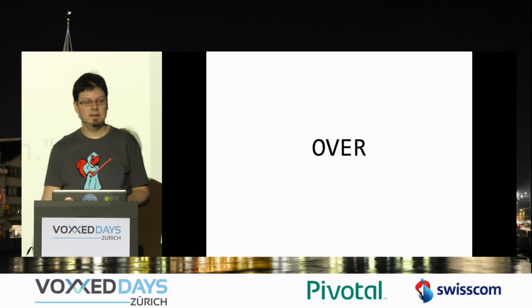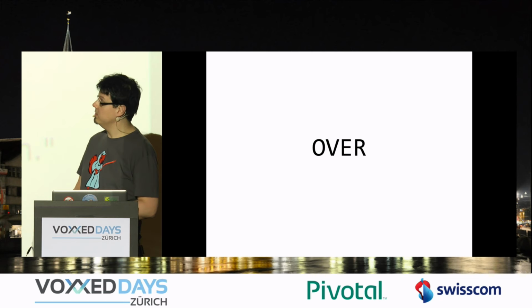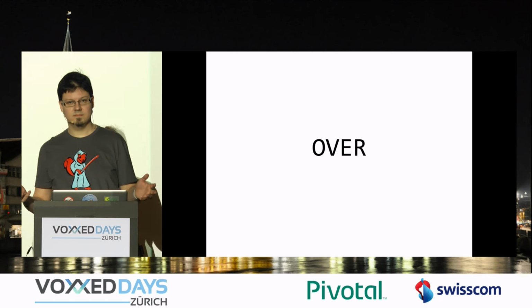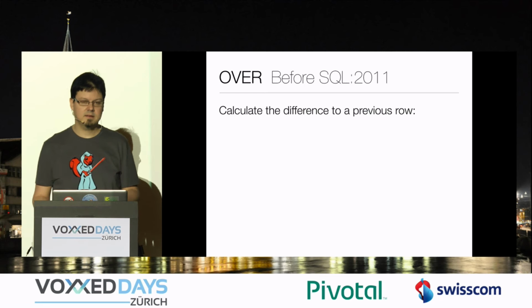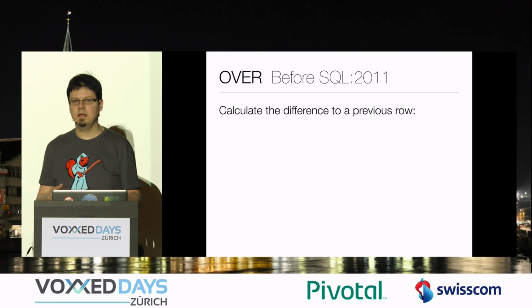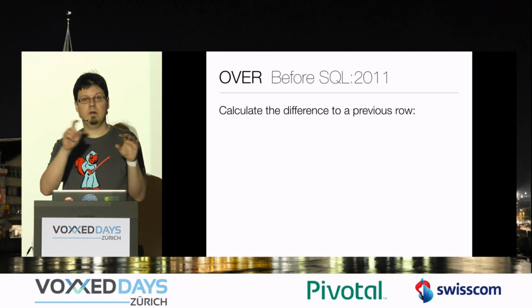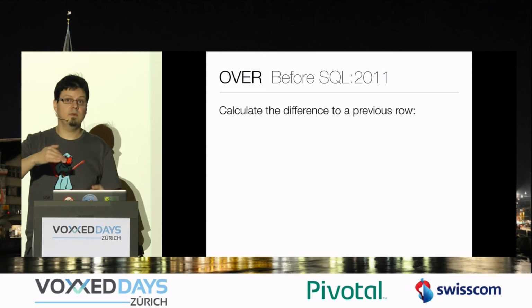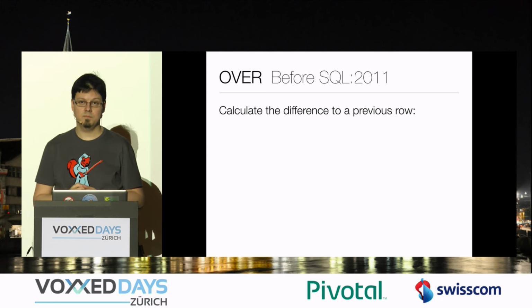Nevertheless, SQL 2011 has added one more addition to a feature we have already talked about, over. There's one more flavor of over. And the example I'm showing you now is the opposite of the previous one. So before we have built the running total. So we have had the transactions like plus 100, minus 20, and so on. And we wanted to have the running total. Now we make a difference. We have the totals, but we would like to have the difference to the previous row.